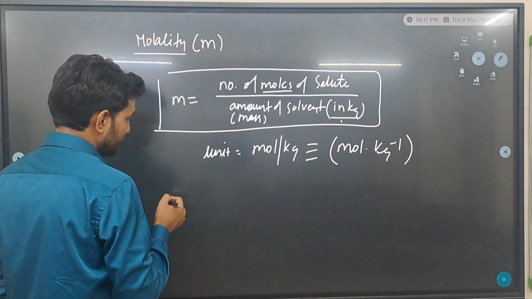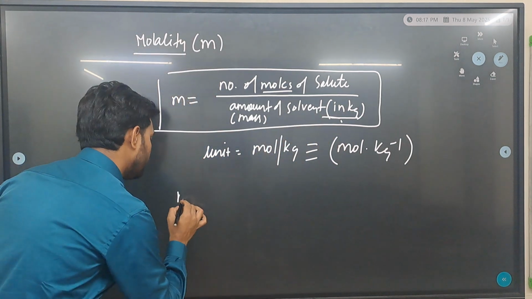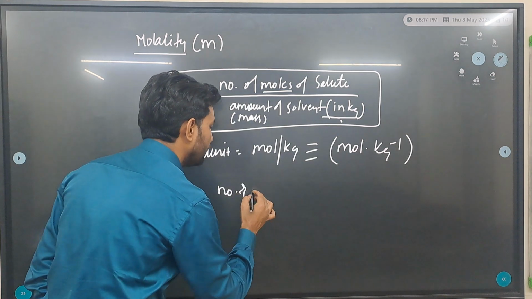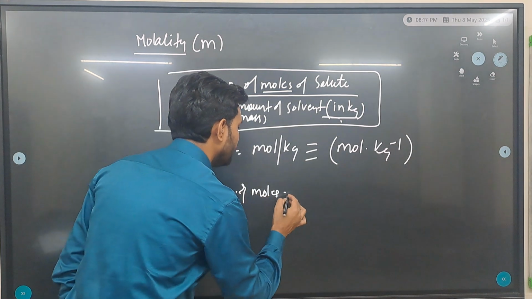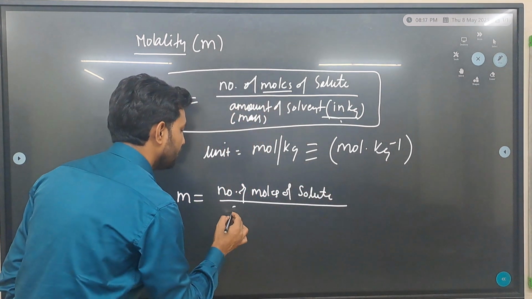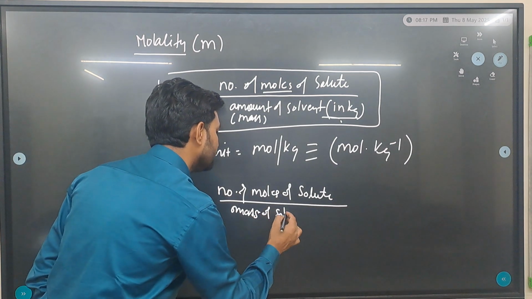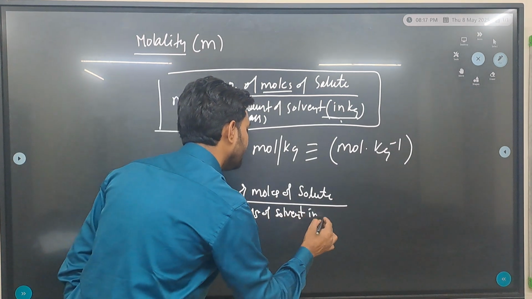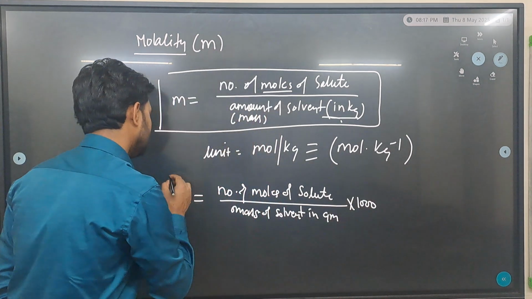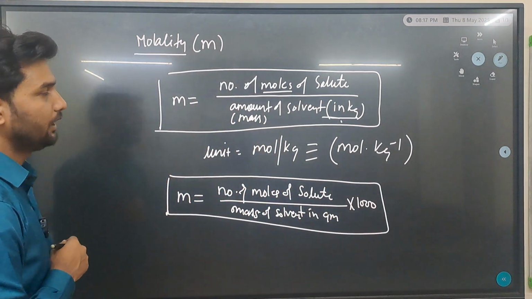So if we take solvent in gram, the formula will be molality is equal to number of moles of solute divided by mass of solvent in gram, then multiplied by 1000. Okay, this will be the formula. Clear?